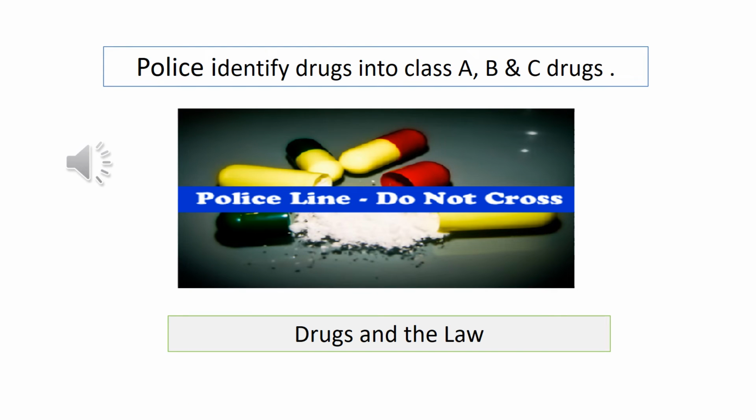So as you all know, street drugs or recreational drugs are illegal in this country. So there are punishments if you are caught taking or using drugs or selling drugs. So we're going to have a quick look at some of these.